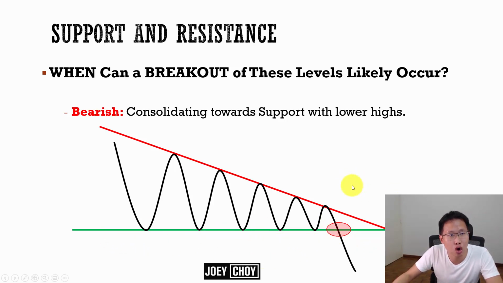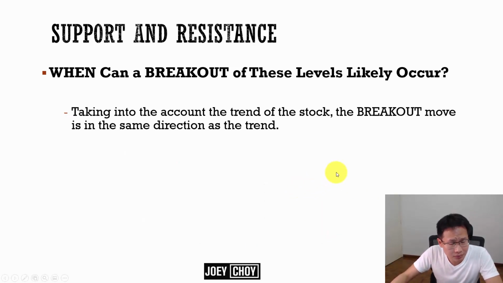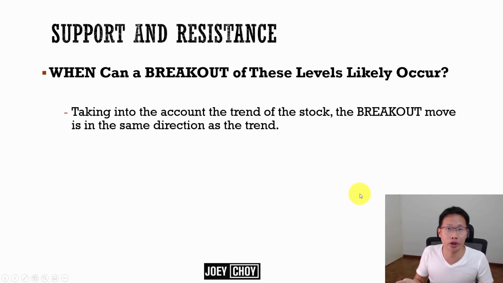Okay, so this is how we can see if it will likely break out at this support and resistance level. Next, take into account the trend of the stock as well, so the breakout move is in the same direction as the trend. For example, if we look at the moving averages and we are in an uptrend, there's a higher chance for prices to break upwards, pushing higher for the uptrend to continue to the next higher phase.